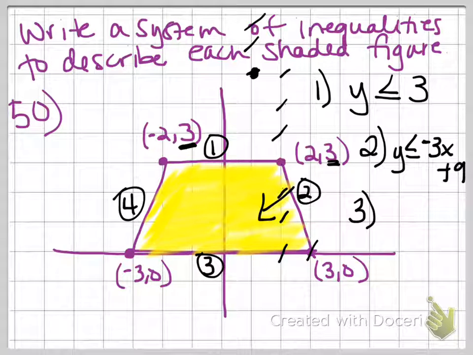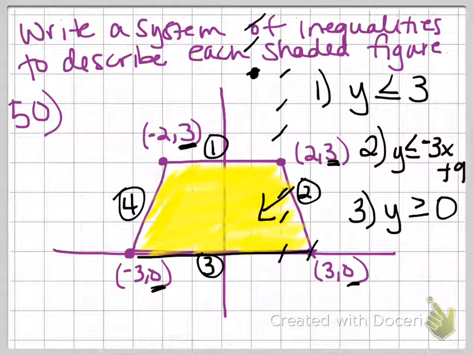Now I'm going to look at the third one. So the third one that we have here, again, it's a horizontal line. So therefore it's going to be y equals a number, and that number is just the y value of those 2 points, which is 0. And because it's shaded above, it's going to be greater than or equal to.